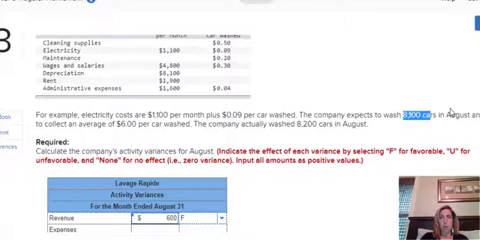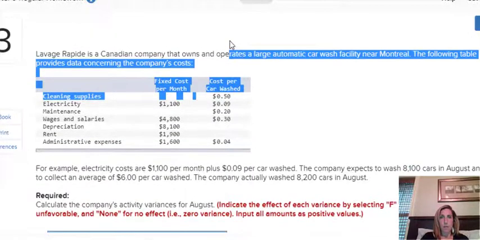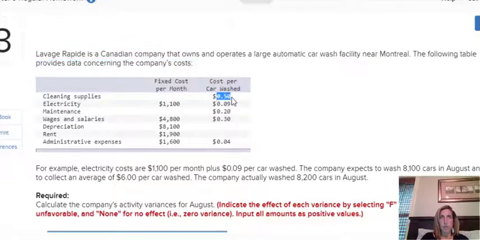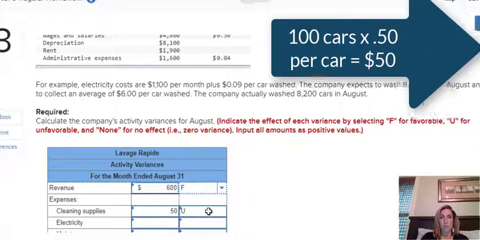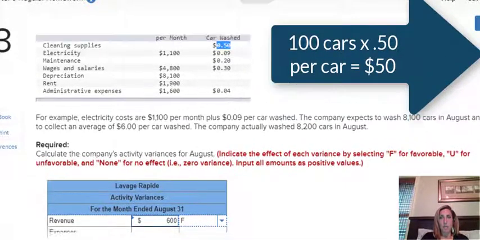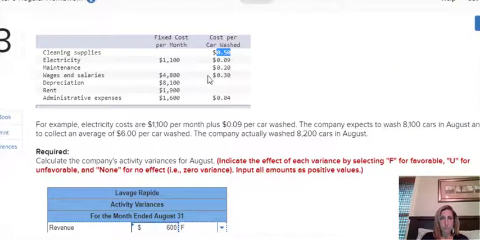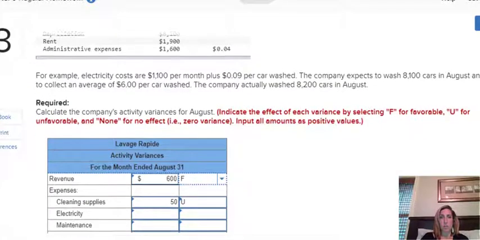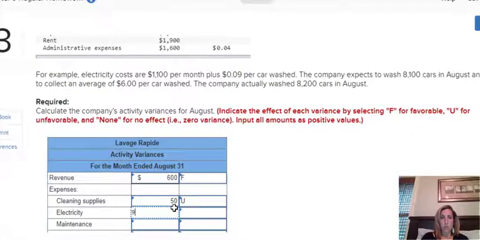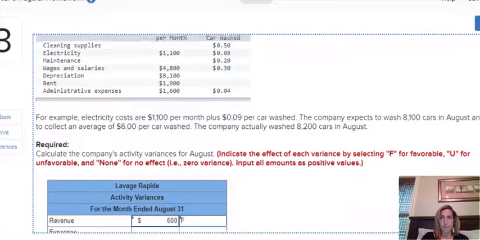The difference here is 100 cars getting multiplied by that variable component of 50 cents per car, which would give me a $50 cleaning supply unfavorable variance. The next line, a difference of 100 cars multiplied by this variable component of 9 cents. I don't need to factor in this fixed component on the activity variance because fixed costs don't change with activity. So this would be a $9 variance unfavorable because 100 cars multiplied by 9 cents.